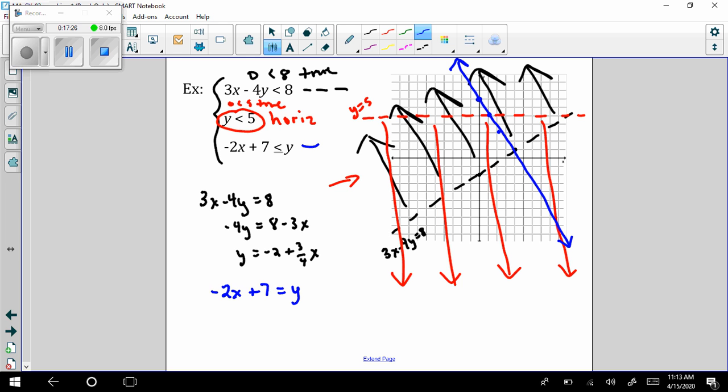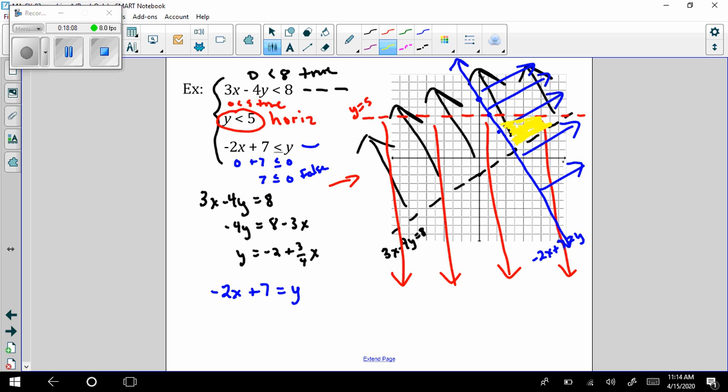So if I plug 0, 0 in for that one, I get 0 plus 7 less than or equal to 0. 7 is less than or equal to 0. That is false. So I don't want to shade over 0, 0. I would be shading away from 0, 0. So you can see your overlap is basically in this little triangle right here.